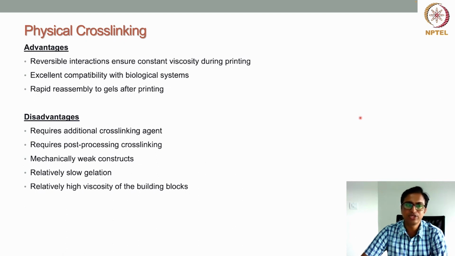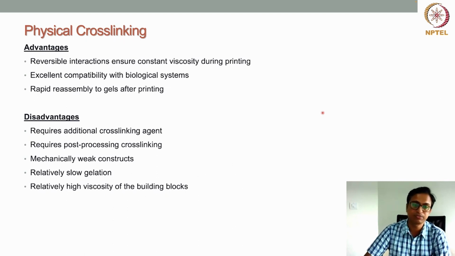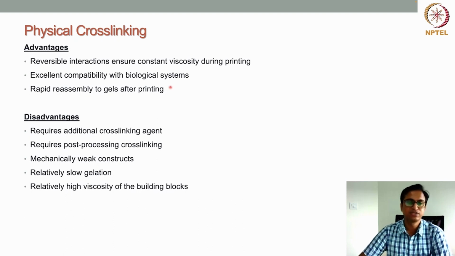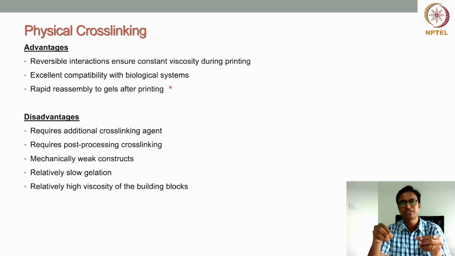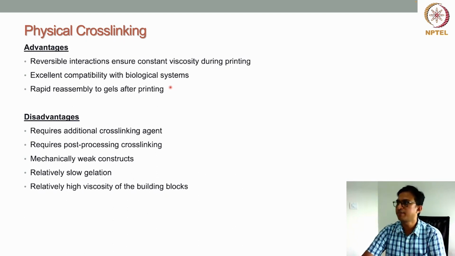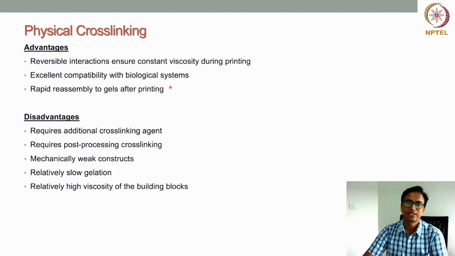The other advantage is that when we use physical cross-linking, there's a rapid assembly to gel after printing. One example is ionic interaction, because ionic interaction is very fast, it can happen within a fraction of a second. Because of that, the shape retention or printing fidelity is very good, because the structure doesn't get time to collapse or deform before the physical cross-linking happens. Due to this, the gel forms very fast.